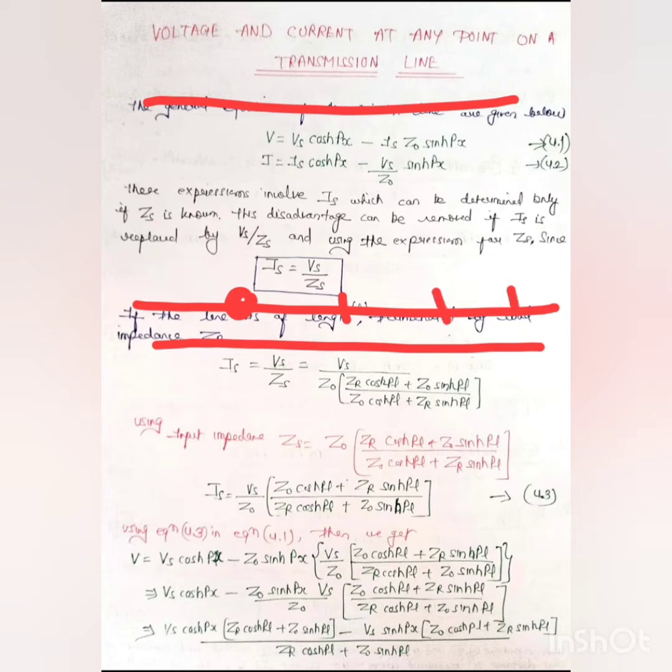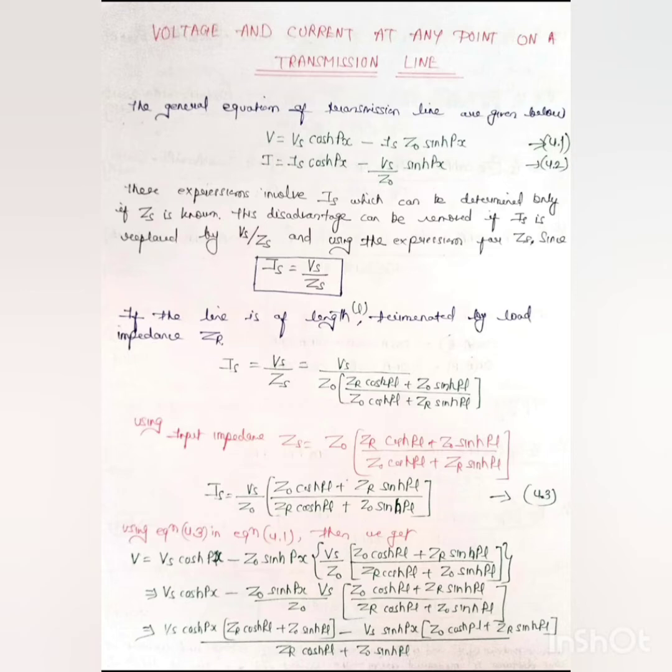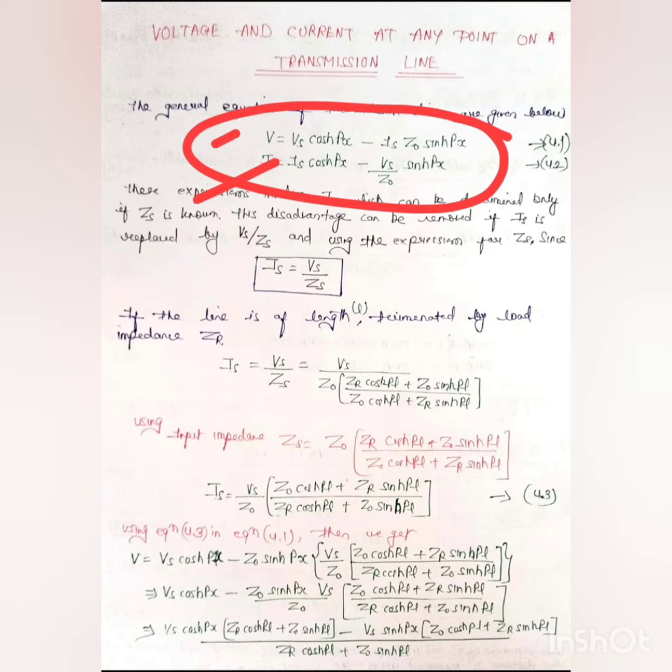For this derivation, we require our general equation of transmission line, which is already derived in my previous video. So you can go through that derivation. The general equation is V equals Vs cosh(Px) minus Is Z0 sinh(Px), and the second equation is I equals Is cosh(Px) minus Vs upon Z0 sinh(Px).